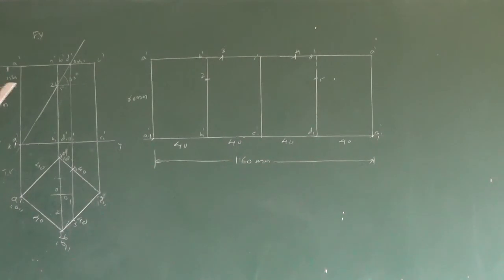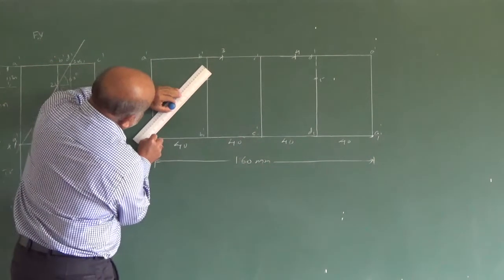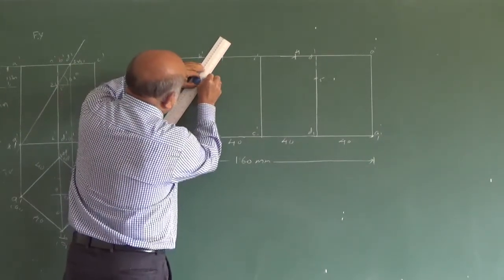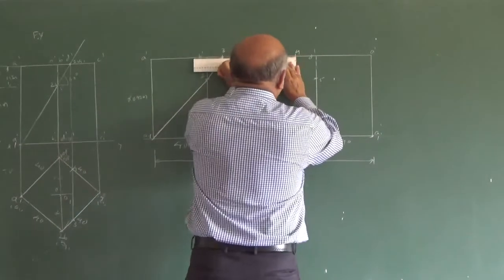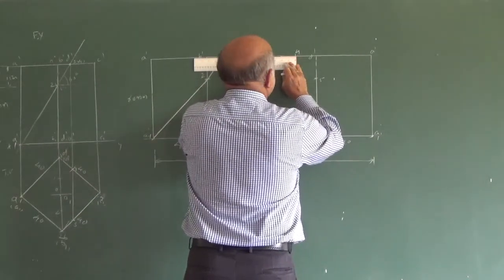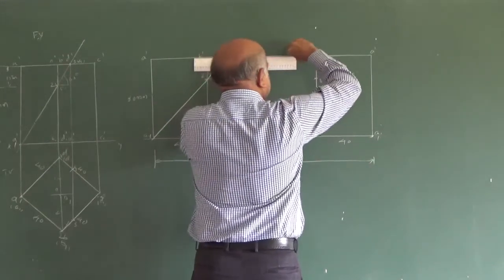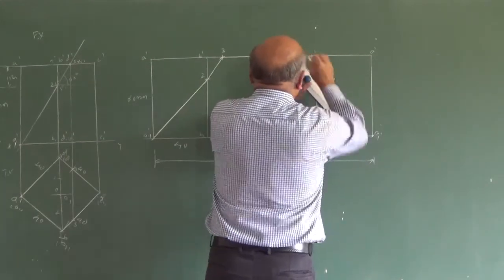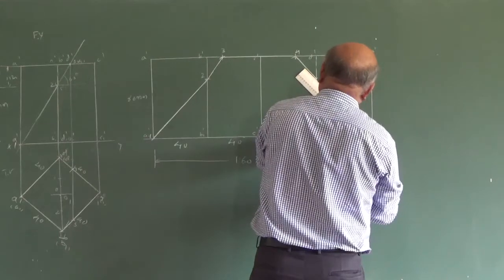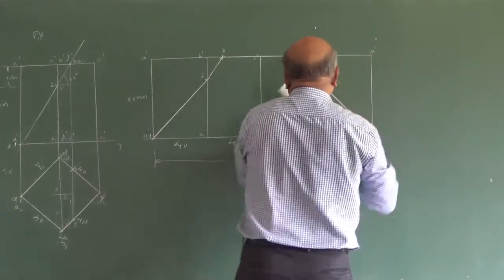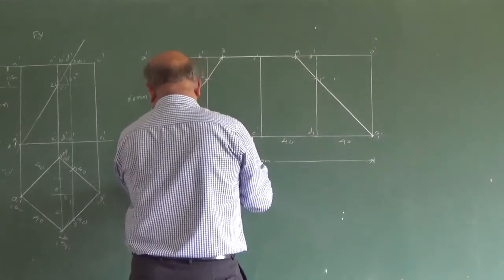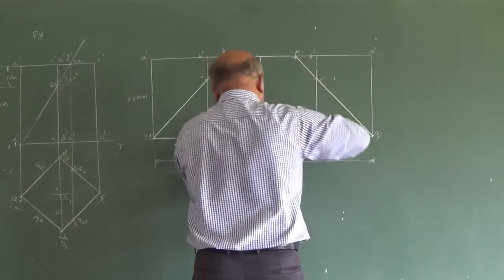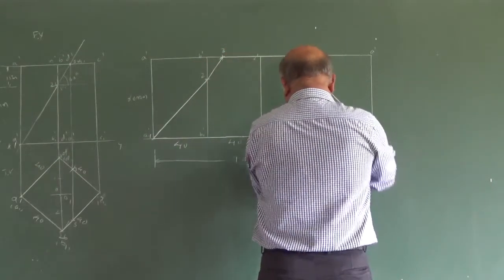These numbers have to be drawn: 1 to 2, 2 to 3, 3 to 4, 4 to 5 and 5 to 1 once again. This is the portion that remains in the prism if a cut section is there.